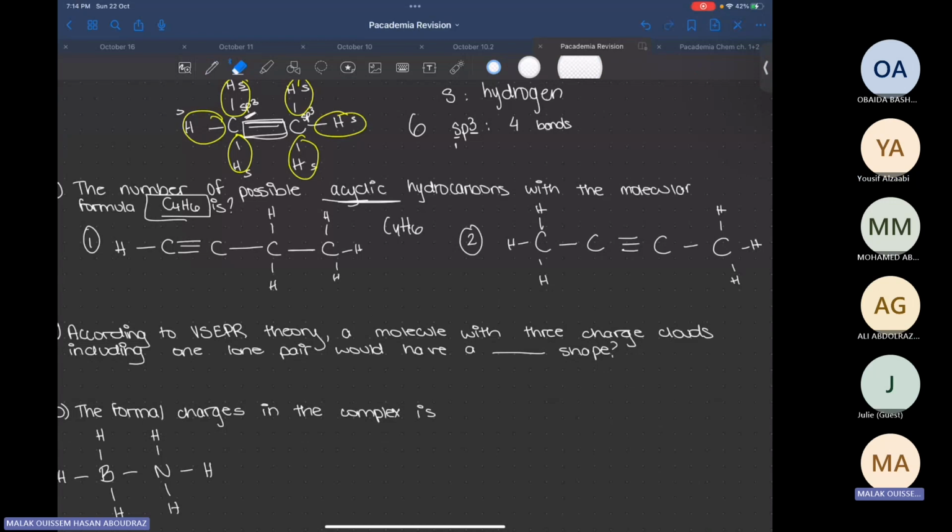No, it's the same as the first one, so I can't do that. Somebody said something. I didn't hear you. Yeah, 2 double bonds. It is C4H10 here.